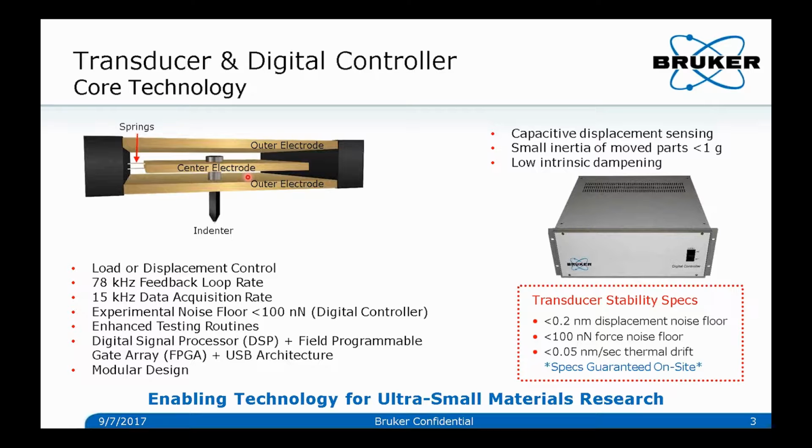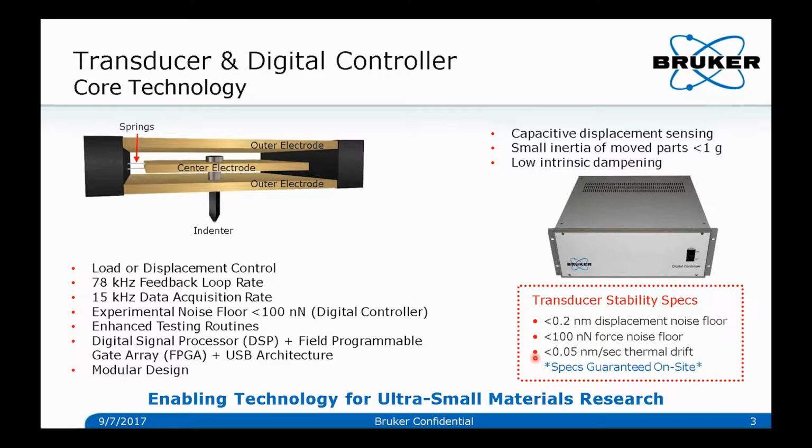Then when the plate spacing changes, there's a capacitance change. That's calibrated to a displacement and allows us to do some load control and displacement control measurements for indentation. You can see the transducer specs on the right side. It has less than 0.2 nanometer displacement noise floor, less than 100 nanonewton for force noise floor, and about less than half an angstrom per second for thermal drift. So it's a very stable system, has low current, low thermal drift.